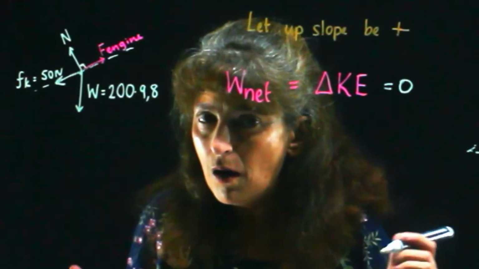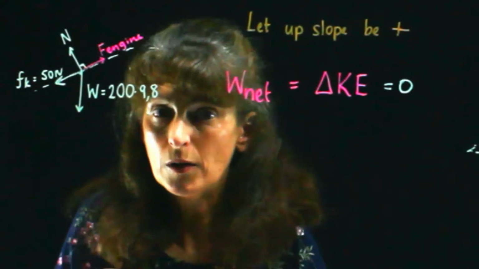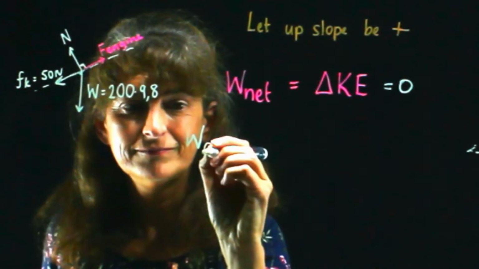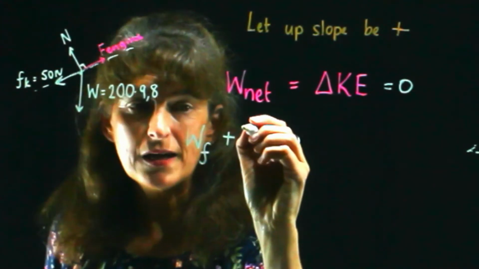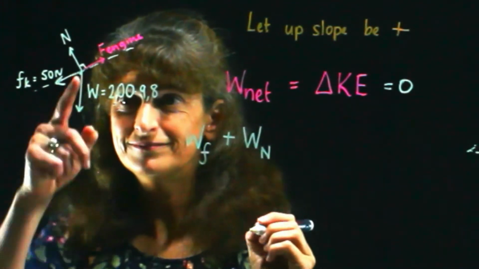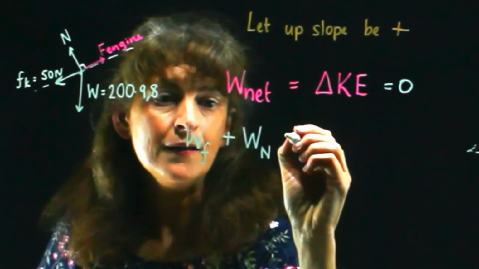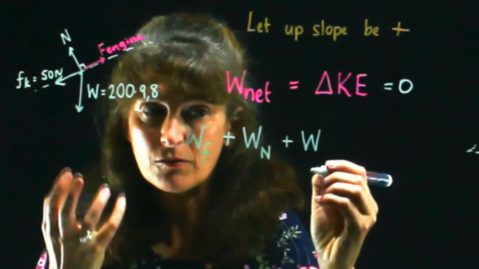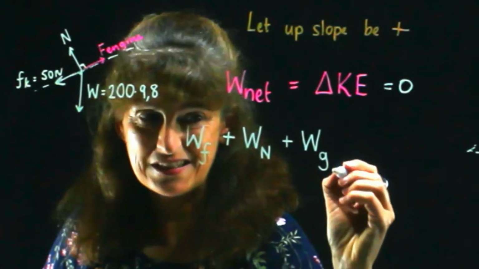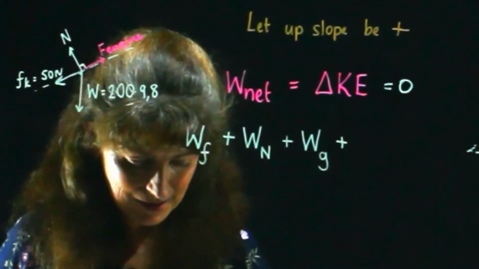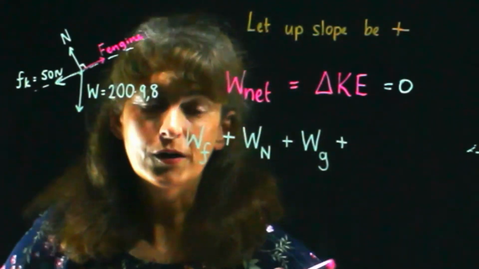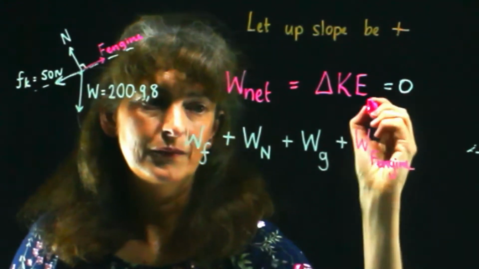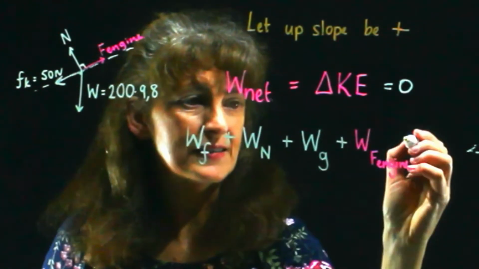So what are the individual forces that are doing work? There's work done by friction. There's work done by the normal. We take each of these forces in turn, you see. There's work done by gravity, in other words, the weight. Weight is a gravitational force, so let's say by gravity. And what we're really interested in, there's work done by the force of the engine. And all of that adds up to 0.